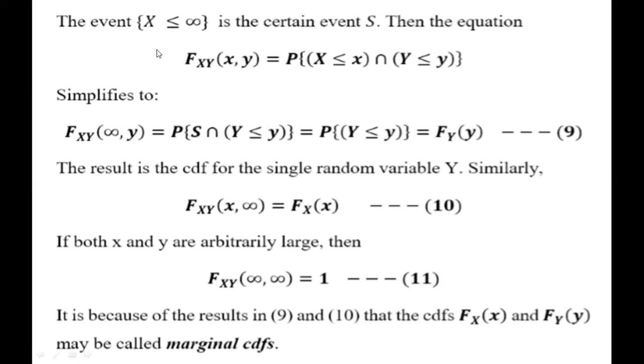So now the event that the random variable X is less than or equal to infinity is a certain event, or what we call a sure event, which you have studied in module 1, the properties of CDF.